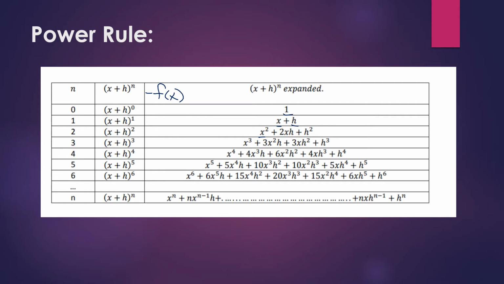So if f of x was x to the 0, I would be subtracting a 1. If it was x to the 1, I'd be subtracting an x. If it was x squared, I'd be subtracting an x squared, subtracting x cubed, subtracting x to the 4, subtracting x to the 5th, subtracting x to the 6th, and if it's x to the n, I'd be subtracting an x to the n. Why is that important? Well, here the 1's cancel, the x's will cancel, the x squares, x cubes, x to the 4, x to the 5th, x to the 6th.